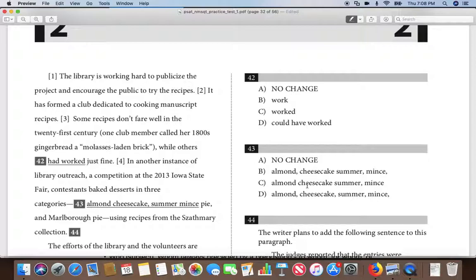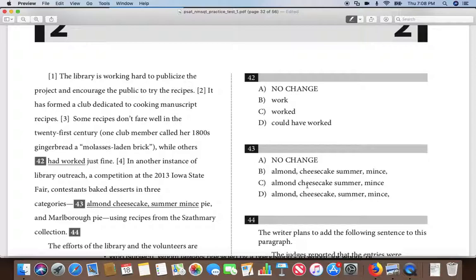What were they testing us on here for number 42? Tense. Yeah, make it match tense. Let's read this one again, but without the parentheses. I love cutting out parentheses. Read it again without the parentheses. "Some recipes don't fare well in the 21st century, while others had worked just fine."